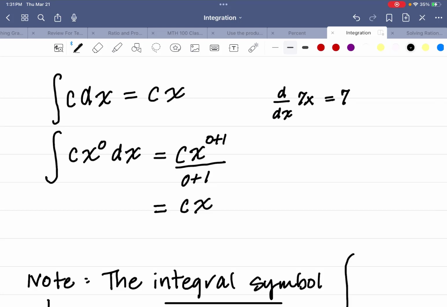So let's take the derivative with respect to x of 7x. And we know that's a 7 because the power is a 1. And we do 1 times 7 is 7. You subtract 1 from that power, it becomes a 0. So x to the 0 is 1. So we just have 7.